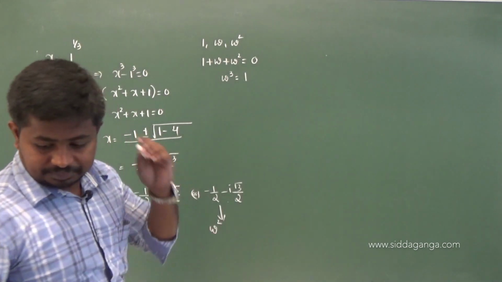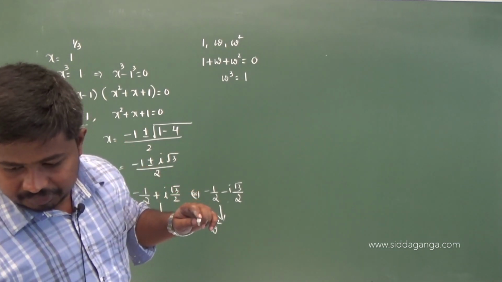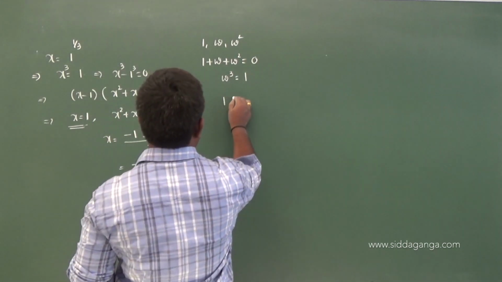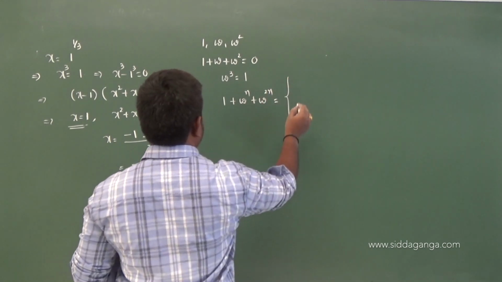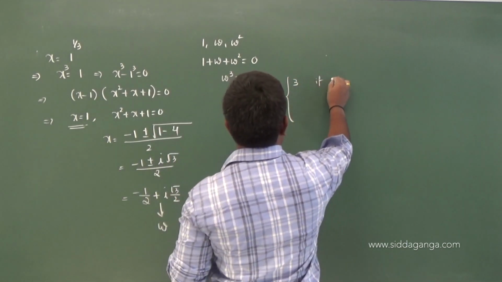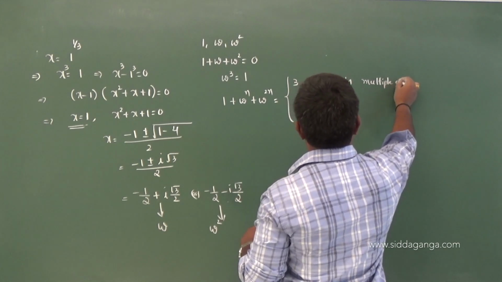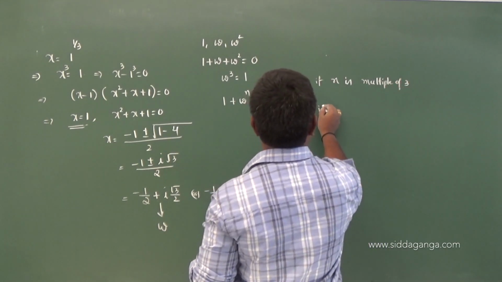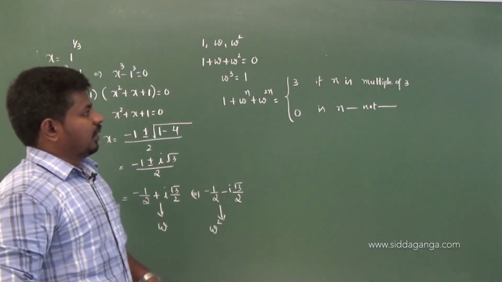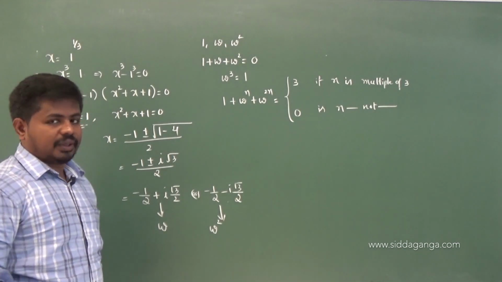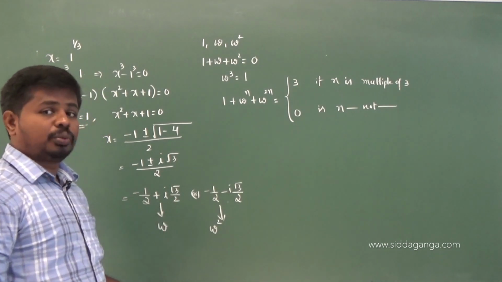So, one more result we have, related to this. 1 plus omega power n plus omega power 2n has 2 values: 3 if n is a multiple of 3, and 0 if n is not a multiple of 3. So, it's a standard result. Anyway, you have got the 3 cube roots of unity.